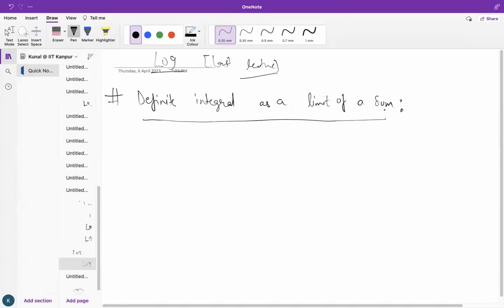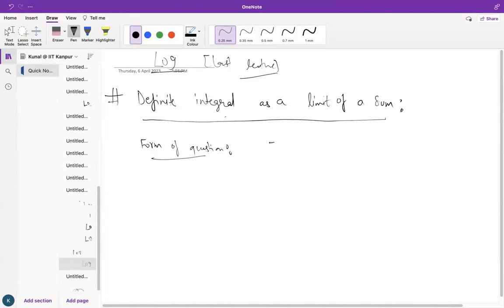So what we have to do and in which form the problem is given. Let me show you the form of integral and the form of question. So the form of question, as mentioned here, is definite integral as a limit of a sum. So there will be a limit and there will be summation and there will be integration also. So let me show you the form.